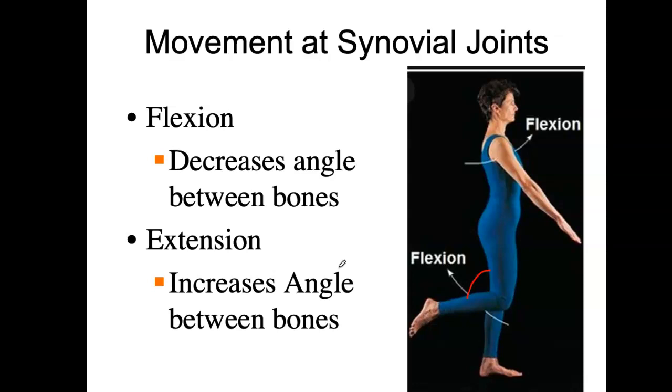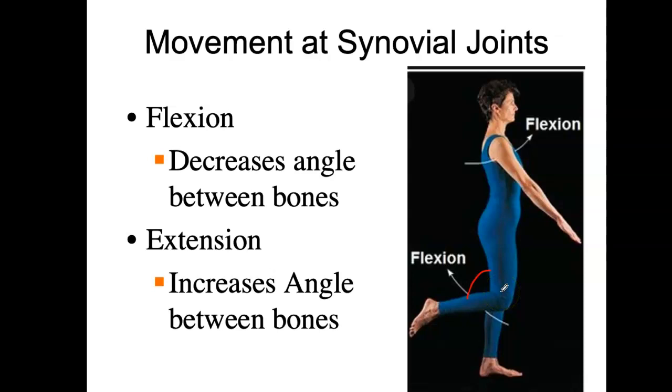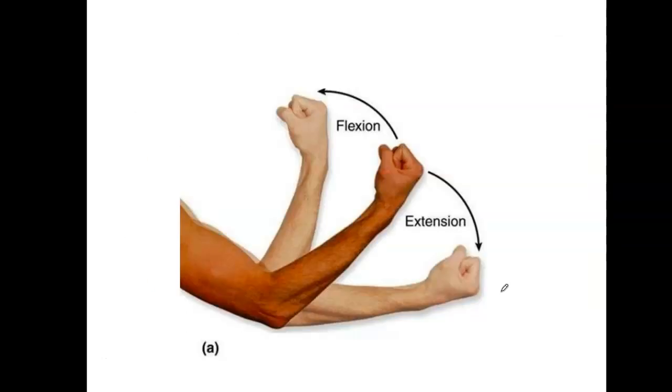And in an extension, she's going to bring it back down again, right? And she's going to increase the angle between these two bones. So that's pretty straightforward, and it's defined there. Extension increases angle. Okay, what else? We have flexion, we have extension, and it's just illustrating it again, the flexion and an extension.